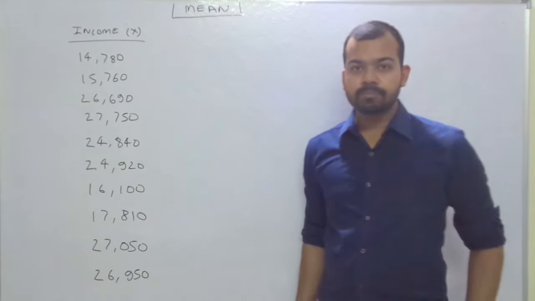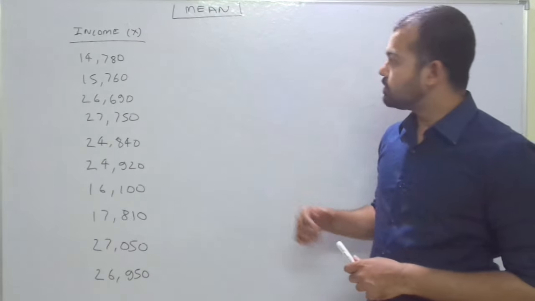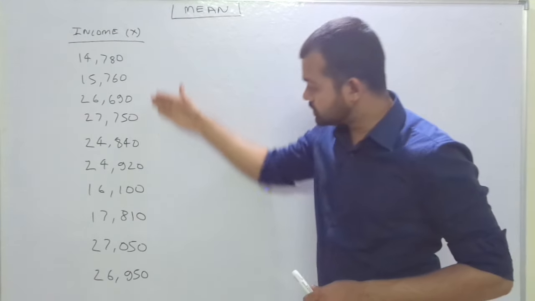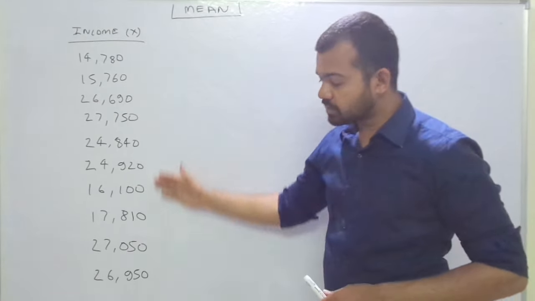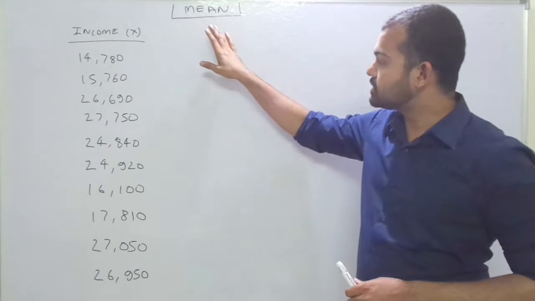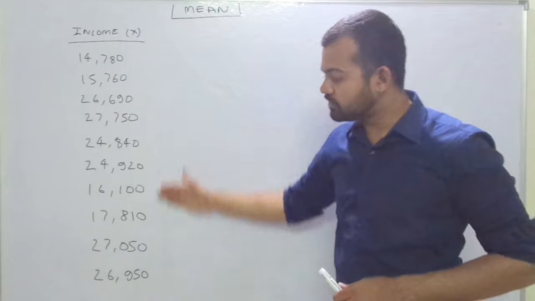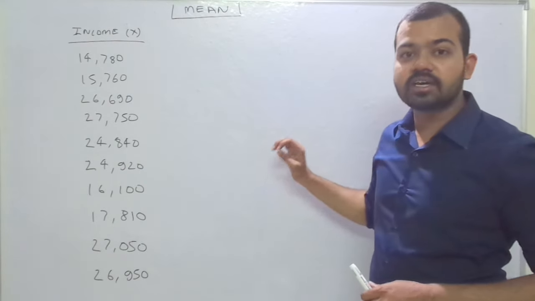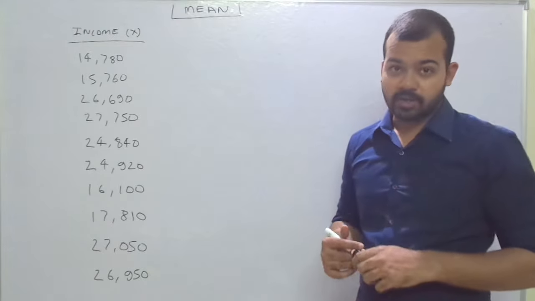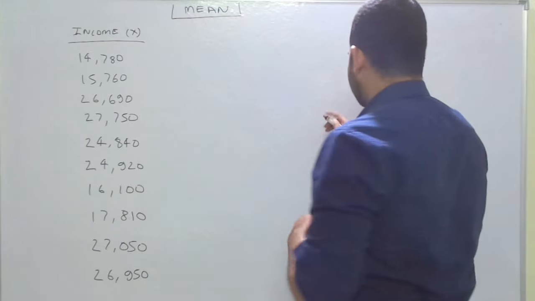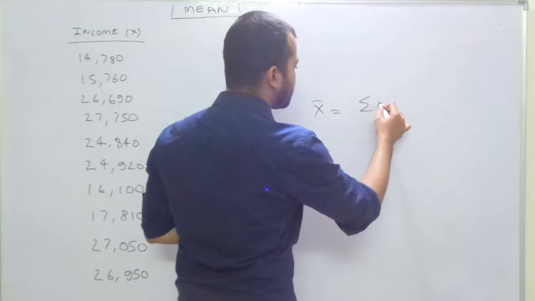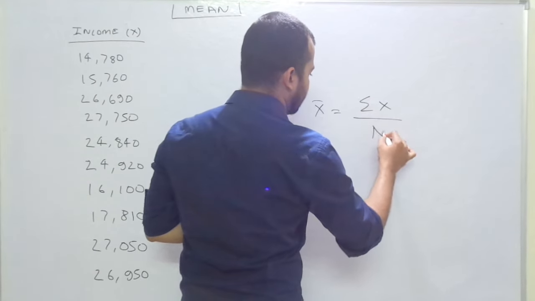Welcome to this video. In this video we will discuss the question of mean, that is, mean with individual series. These are the incomes given, which we refer to as X. We are calculating the mean of an individual series using the direct method. First of all, the first step is to write the formula. What is the formula for the direct method? Mean is equal to sigma x upon n.